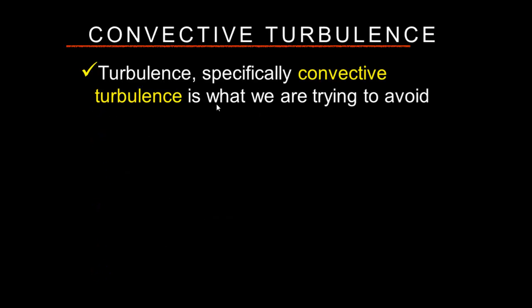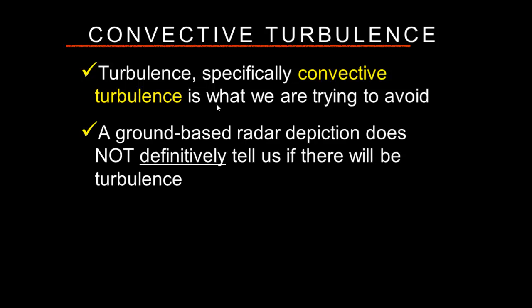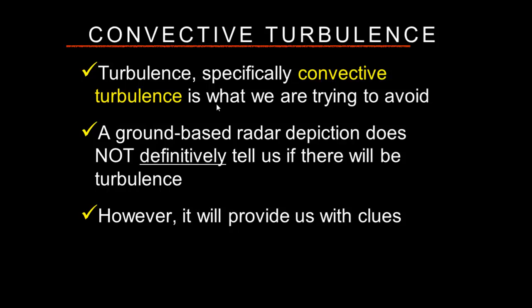So turbulence, specifically, we're going to talk about today, convective turbulence is really what we're trying to avoid. Sure, there's other turbulence that's non-convective that we want to stay away from, but tonight we're going to be talking about convective turbulence. And so the ground-based radar image that you look at, whatever favorite one you look at for your pre-flight or even in flight, doesn't really definitively tell you that there's going to be turbulence or not. But it will provide us with some clues. It will show us certain signatures we want to avoid and be more careful with.